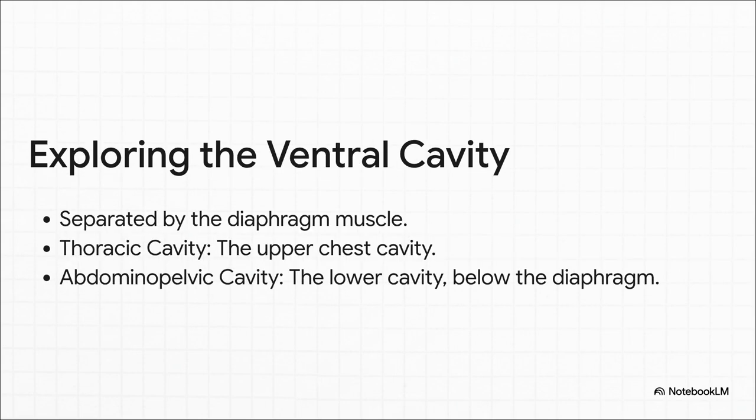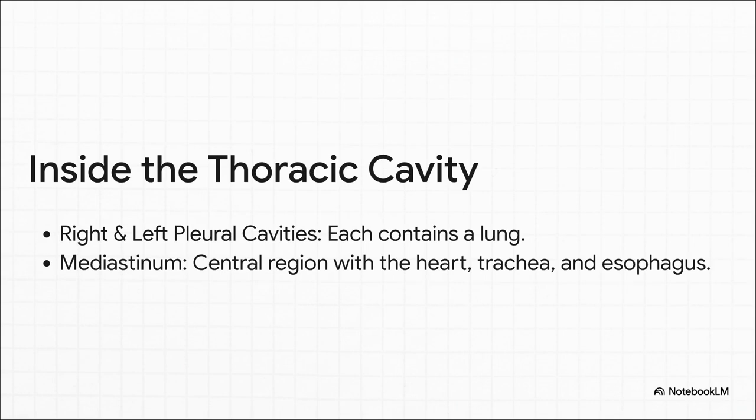Now, if we flip around to the front, we're in the massive ventral cavity. The big landmark here, the thing that divides this space, is the diaphragm, that powerful muscle you use to breathe. Everything above that muscle shelf is the thoracic cavity, which is basically your chest, and everything below it is the huge abdominopelvic cavity. Let's zoom into the chest for a second.